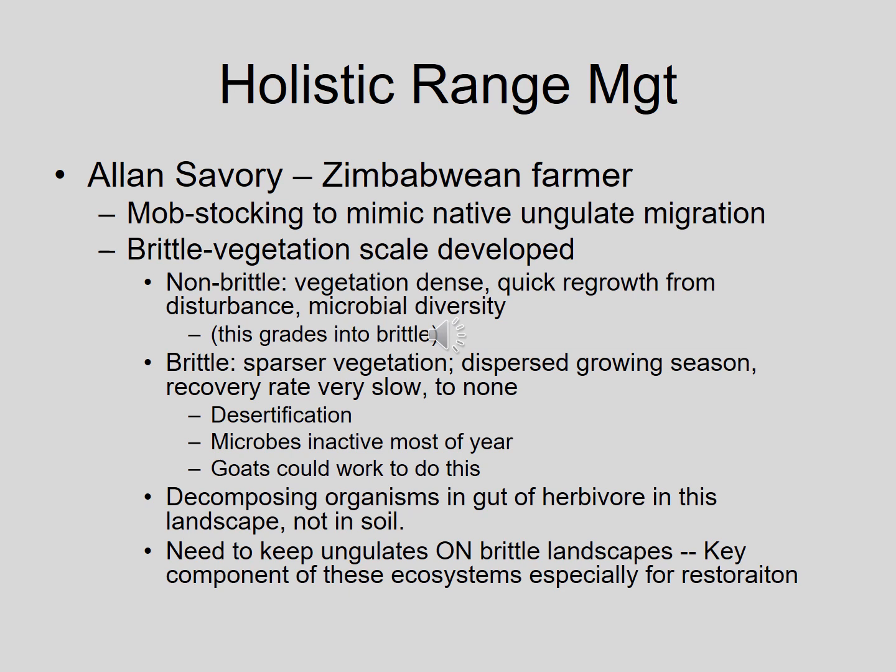He says in a brittle environment where the decomposition is happening, it's not in the soil from the microbes. Excuse me, there's a plane going by outside. It's not in the soil, it's in the guts of the animals that live on that land. So in the desert, you need ungulates, you need hooved animals, deer, antelope, cows, sheep. You need something there to eat the drier vegetation and then decompose it in their gut, and then when they defecate, it comes out partially decomposed and ready to enhance the soil for other plants.